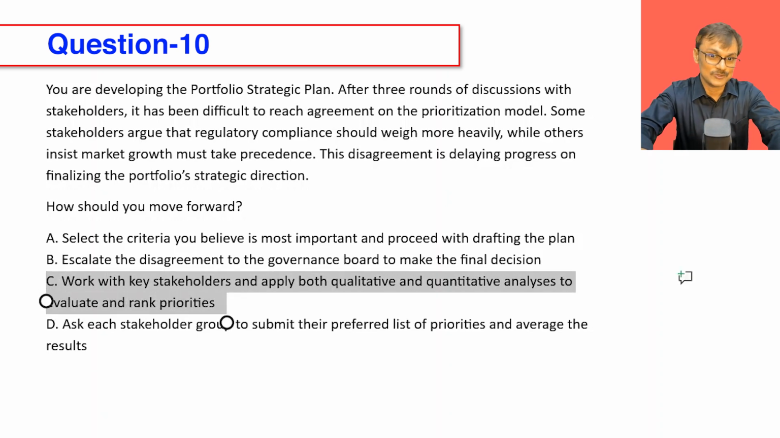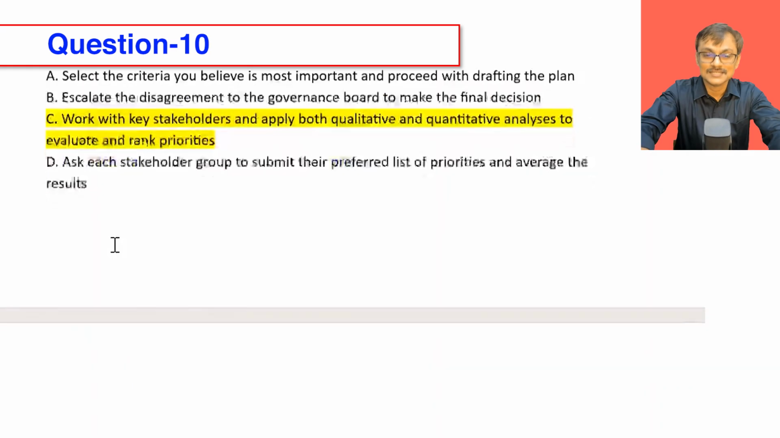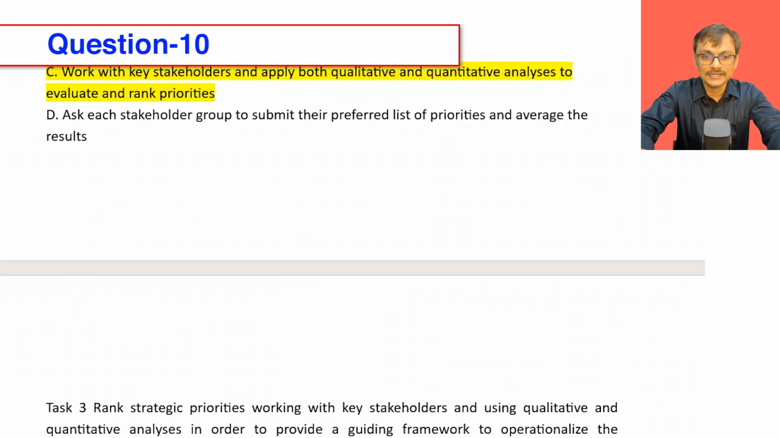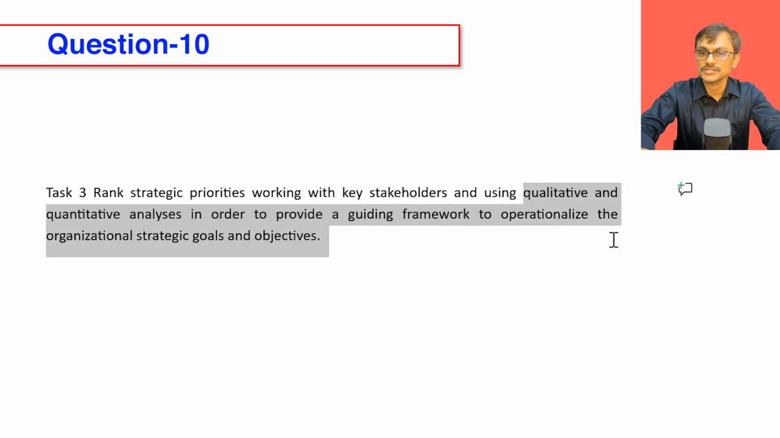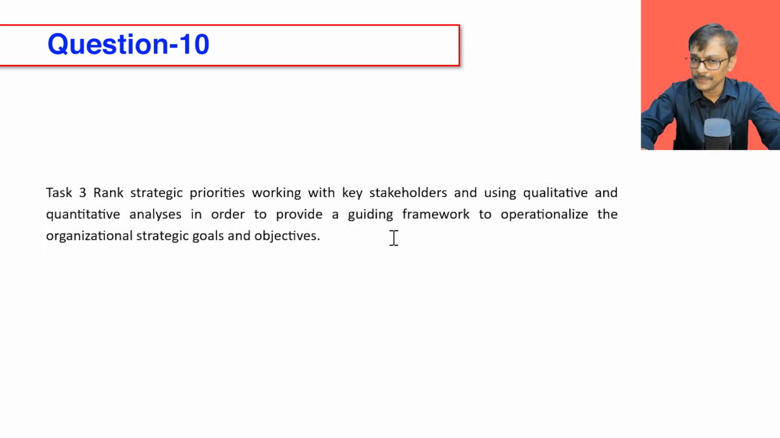Incidentally, there is a task also in your strategic alignment domain. Task 3 clearly tells: rank strategic priorities working with the key stakeholders using qualitative and quantitative analysis in order to provide a guiding framework to operationalize the organization's strategic goals and objectives. So you know that this is something I can easily pick, and it also makes pretty common sense when we look at the options, because we can eliminate the others.